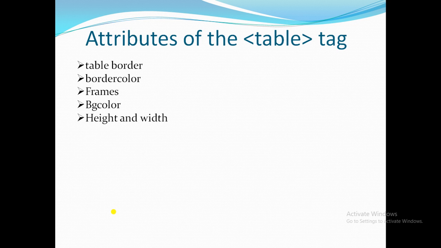Next we have cellpadding. This attribute is used to adjust the space between the border and the contents of the cell.